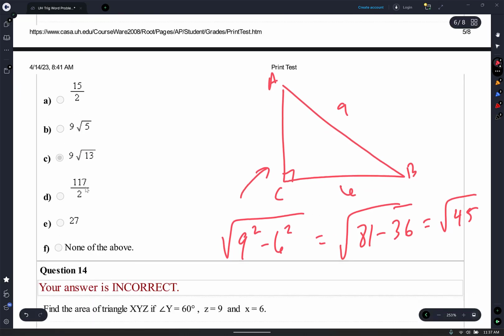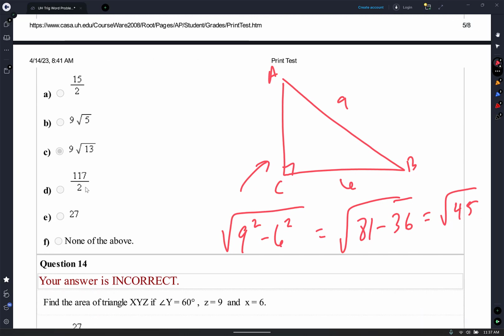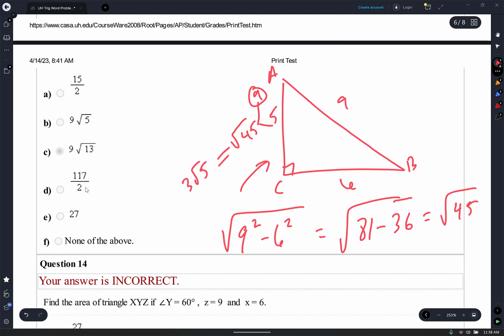Square root of 45 is this distance. And I know that I can get 45 by doing 9 times 5. So the square root of 9 is 3, so this essentially is 3 square root of 5. All right, there we go, guys. So area is going to be equal to 1/2 base, which is 6, times height, which is this side, 3 square root of 5.